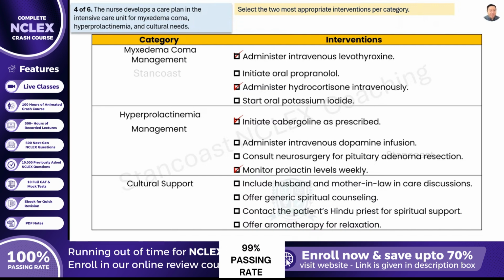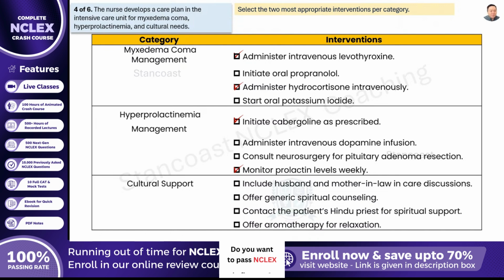Now, the other options are incorrect, such as the administration of dopamine IV. Why? Even though dopamine can play a role in lowering the prolactin, we don't use IV dopamine for this. It's indicated for short-term cardiac support, not hormone control. Now, I'm talking about infusion dopamine. That's why it's not applicable. And this medication does not target the pituitary tumor the way cabergoline does.